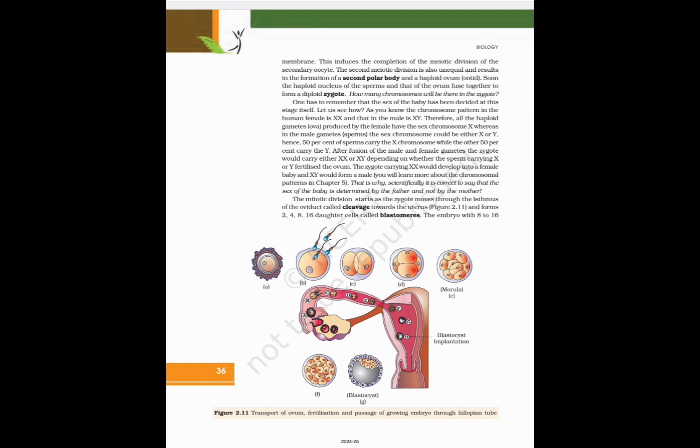One has to remember that the sex of the baby has been decided at this stage itself. Let us see how. As you know, the chromosome pattern in the human female is XX and that in the male is XY. Therefore, all the haploid gametes produced by the female have the sex chromosome X, whereas in the male gametes, the sex chromosome could be either X or Y. Hence, 50% of sperms carry the X chromosome, while the other 50% carry the Y.